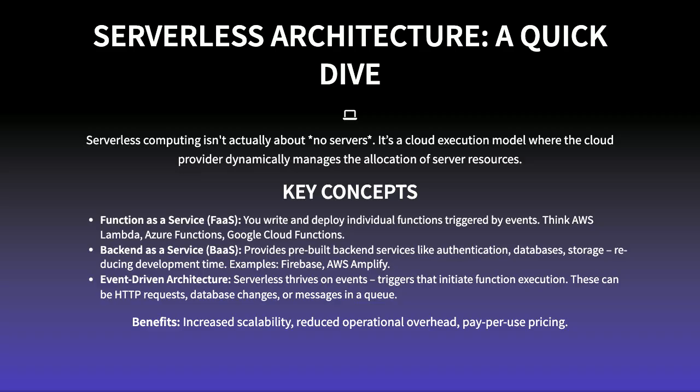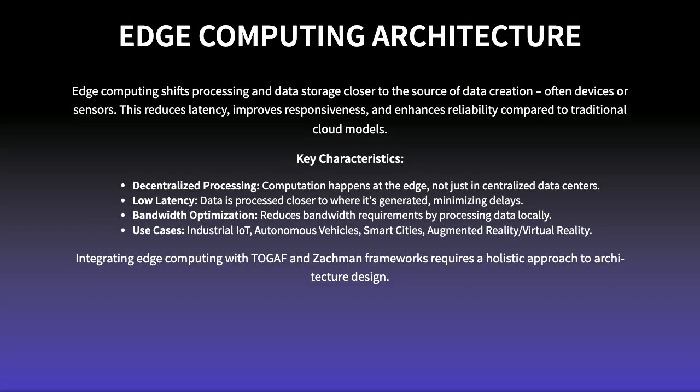Instead, you're leveraging cloud providers like AWS, Azure, or Google Cloud to handle the underlying infrastructure. We've got function as a service, where you write small pieces of code that respond to events. Backend as a service, which gives you ready-made backends, things like user authentication and databases, and an event-driven approach, meaning your functions are triggered automatically when something happens. It's all about scaling up or down on demand, paying only for what you use, and freeing developers from server management tasks.